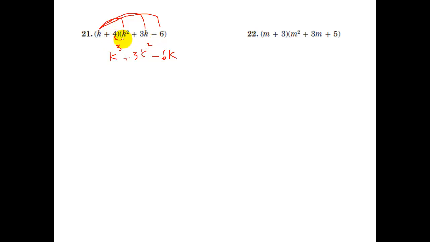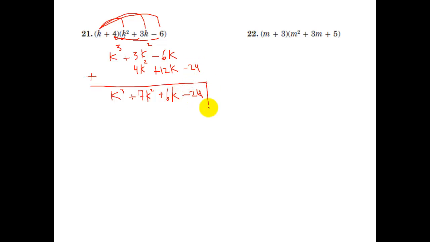So now when I distribute the 4, I'm going to write 4k squared underneath the like term. Then I'll distribute here plus 12k, and then I'll distribute here minus 24, and then I'm going to add them all up. And now if I've lined them up properly, it becomes extremely easy to add them because they're already aligned with the like terms. Add these together and I get 7k squared. Add these together, I get 6k, and here minus 24. Okay, so distribution like this is very nice.